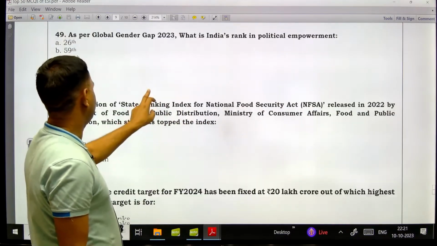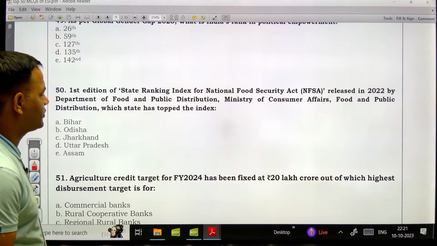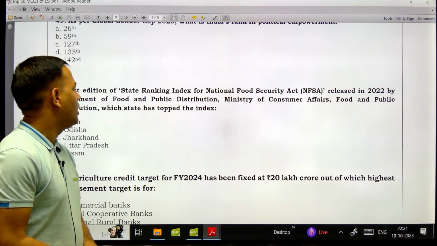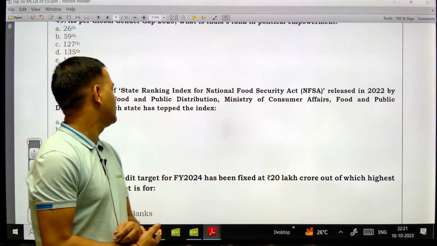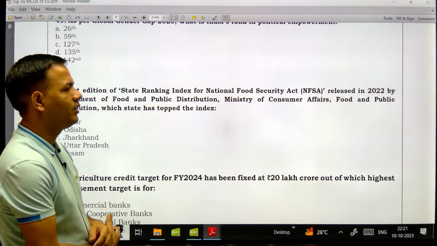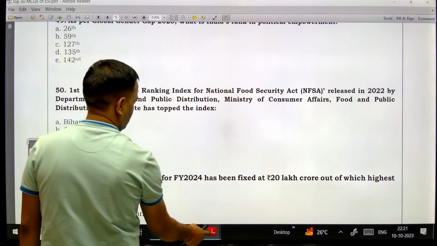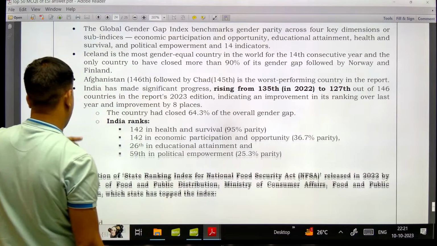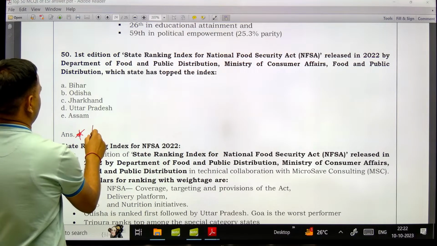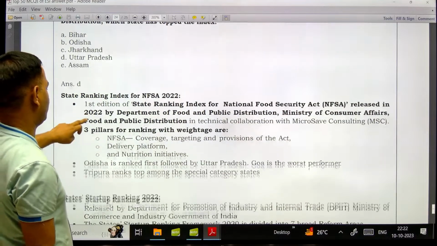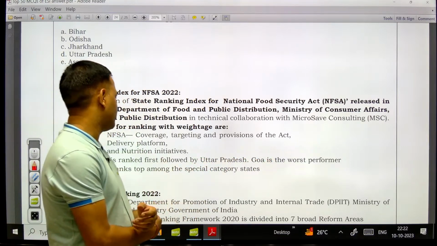Next question. First edition of State Ranking Index of National Food Security Act released by the Department of Food and Public Distribution, Ministry of Consumer Affairs, Food and Public Distribution. Which state has topped the index of this National Food Security Act ranking? That is Assam. No. Question 50, answer. It is Odisha. Here I have written it wrong. It is Odisha. Answer B. Odisha has topped. Tripura is the topper among special category states. Goa is the worst performer.